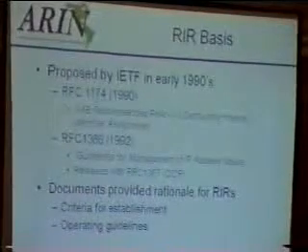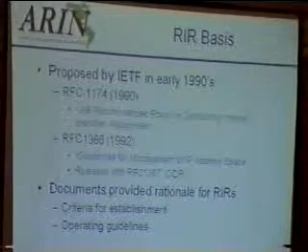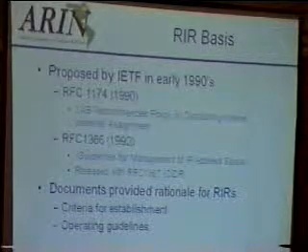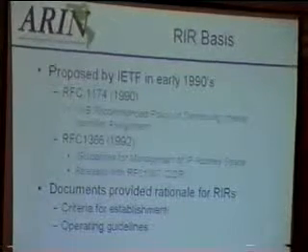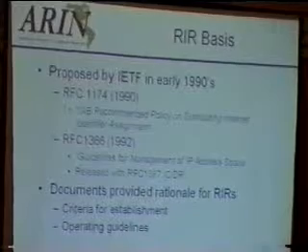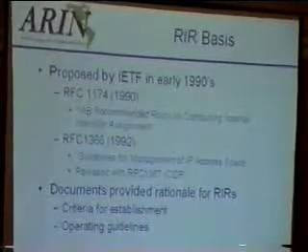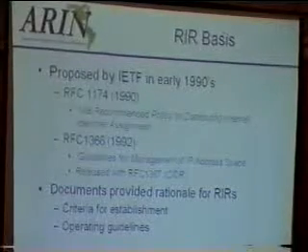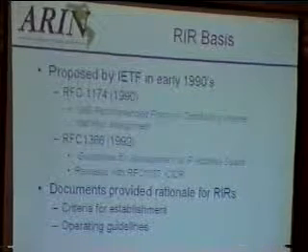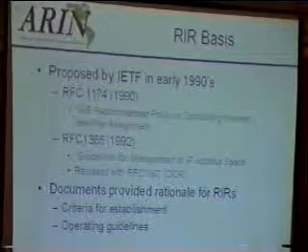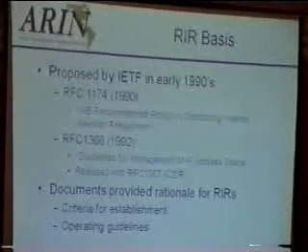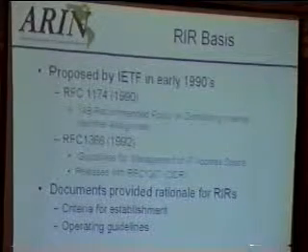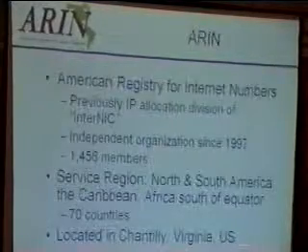Now, the RIR basis, Regional Internet Registry, was proposed by the IETF in the early 1990s. Here are two RFCs that you can actually read to find information about that: RFC 1174, the IAB recommended policy on distributing internet identifier assignment, and RFC 1366, guidelines for the management of IP address space. That was released at the same time as RFC 1367 for CIDR, classless interdomain routing. These documents provide a rationale for the regional internet registries. They established criteria for the RIRs and set operating guidelines for the regional internet registries.